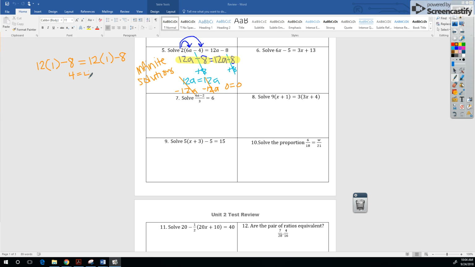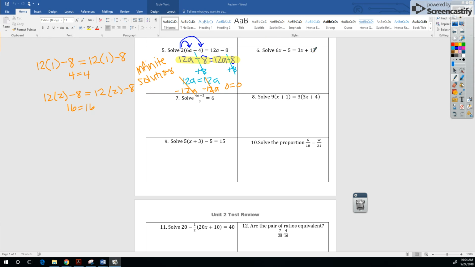That's 4. I can do a 2. 12 times 2 minus 8 will always be the same as 12 times 2 minus 8. That's 24 minus 8. That's what, 16? Any number that I pick, fraction, decimal, positive, negative, whole number, even 0 is going to work. Infinite solutions.